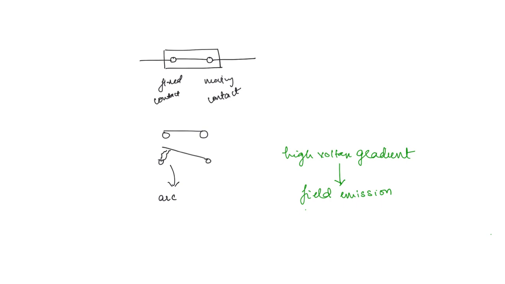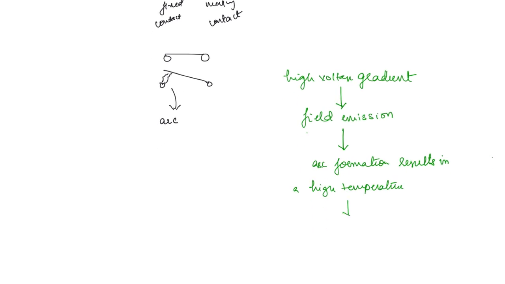Now once the arc is formed, what is going to happen? A very high temperature is produced. So arc formation results in a high temperature. This high temperature in turn is going to further ionize the particles by means of thermal ionization. This thermal ionization will now sustain the arc. So the arc has been formed by field emission and it has been sustained by thermal ionization. The arc is sustained or maintained, you can say.